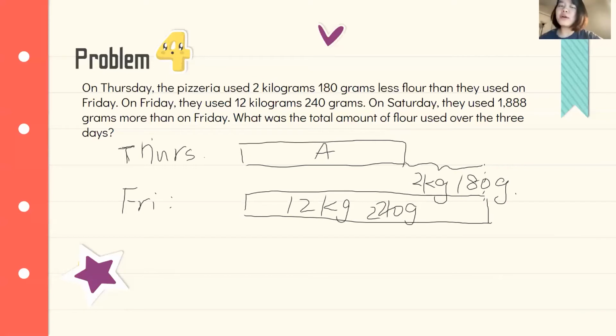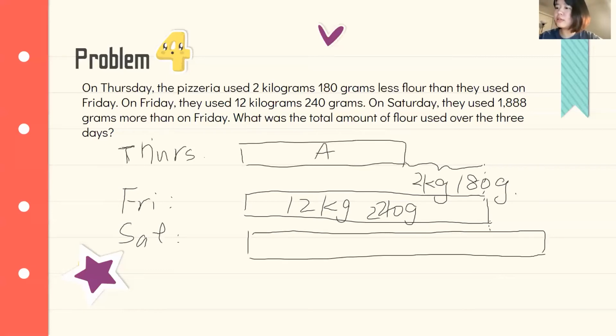And then we know on Saturday they used 1,888 grams more than on Friday. So my diagram should be 1,888 grams more than the second one. So Saturday, it'll be a little bit more than the second one. So this extra part is for 1,888 grams. Okay.